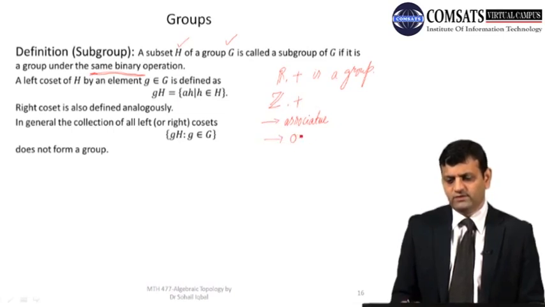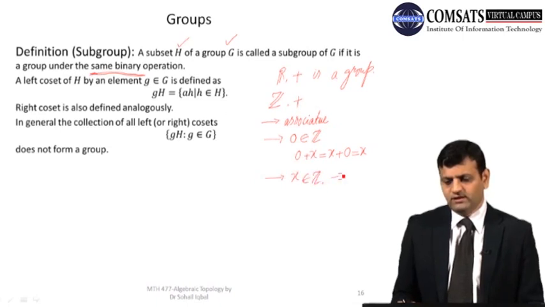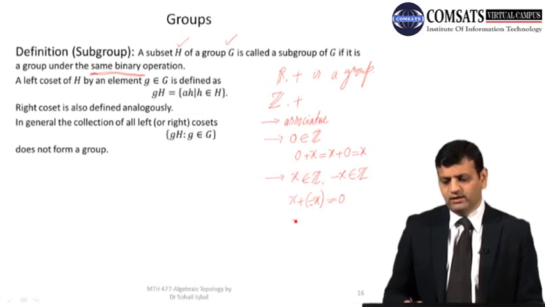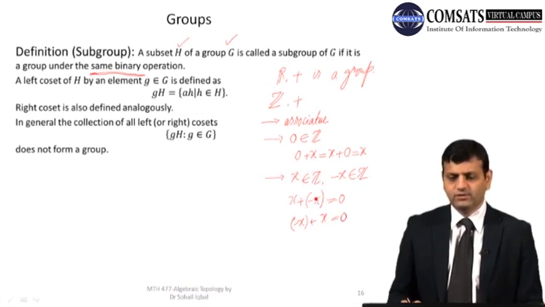So the next part is the existence of an identity element. 0 belongs to Z, which serves as an identity element. In other words, if I add 0 to any integer X in any order, then the result is X. And for any integer X, we also know that minus X is also an integer. So for any X, there exists an element minus X such that their addition is 0, and we can add them in any order and the result will still be 0.